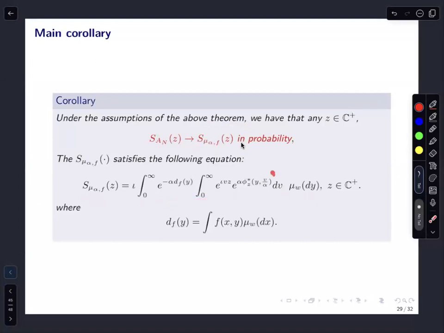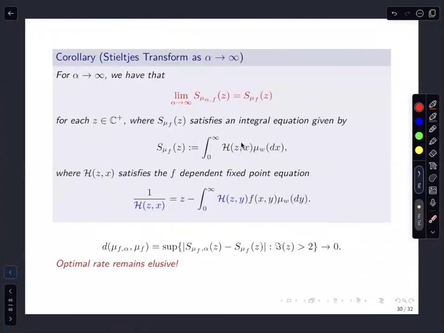I won't describe this phi star, and phi star comes from a fixed point of an operator on a nice Banach space. Now, you could explicitly describe this, and from there you can show that if you again let alpha become large, then the Stieltjes transform converges to the Stieltjes transform of mu f. So again, this is the sparse case to the dense case.